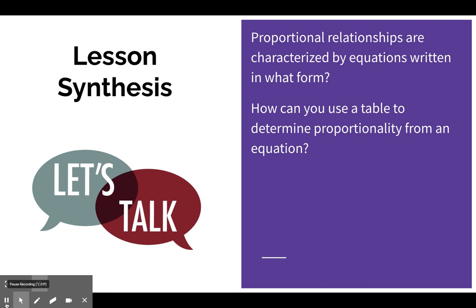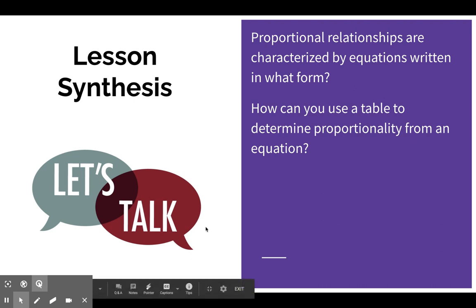Great. So remember, proportional relationships, when we're looking at equations, we want them to be of the form y equals kx. We keep saying that. And then for our second question, remember to determine it from a table, we just want to take our second column and divide it by our first column to find a consistent constant of proportionality or unit rate that's the same. If it's the same, we know that it's proportional. If it's not the same, it's not proportional.